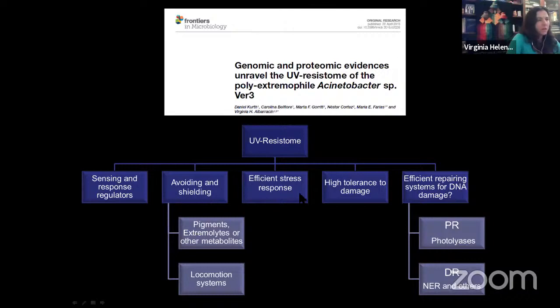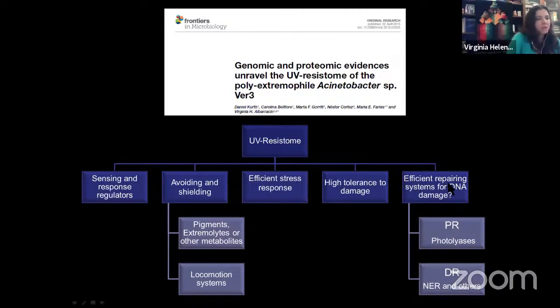Well, if this is not working, then they have to generate a stress response so they can neutralize the effects of the oxidative damage and the reactive oxygen species. If the response system is not enough, then they have to have a high tolerance to damage. So they have to continue working, even if they have damage to biomolecules like DNA or proteins or lipids. So this has to be another very important system.